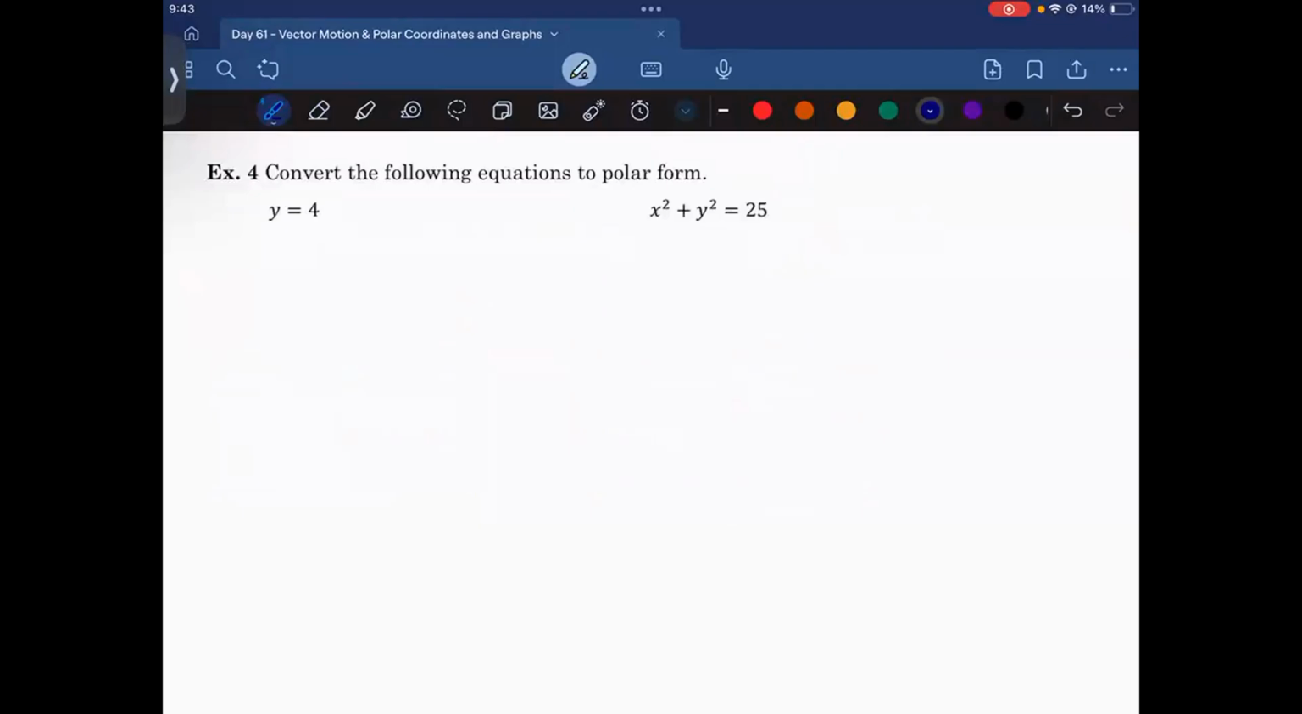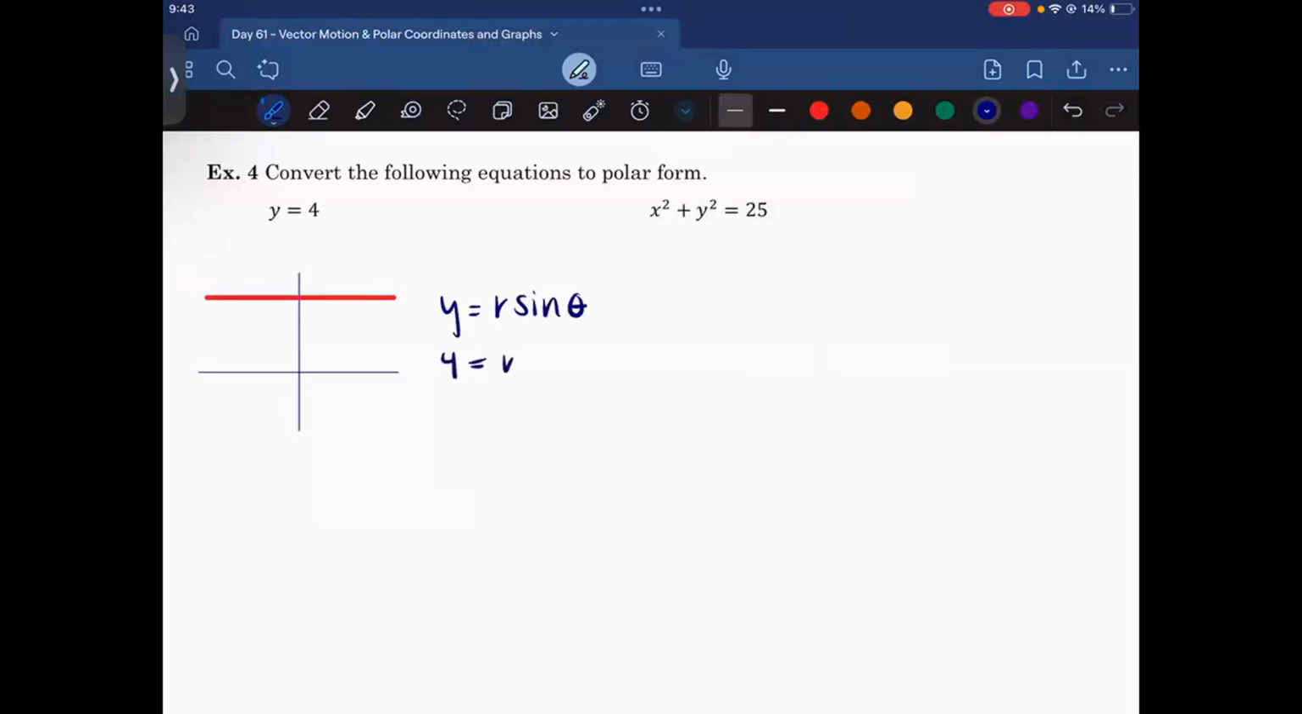Convert the following equations to polar form. y equals 4. We already know what the y value is. I mean, nothing too crazy in this instance. We have y equals r sine of theta. Then we know y equals 4. And now we're just going to solve for our r. 4 over sine of theta equals r.